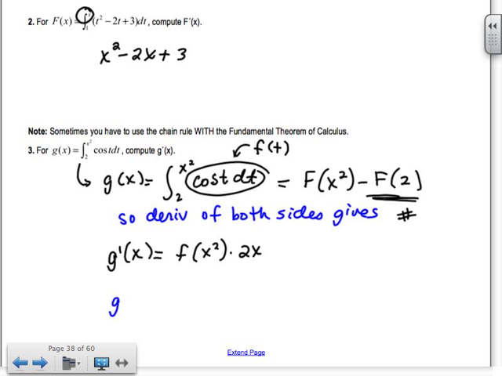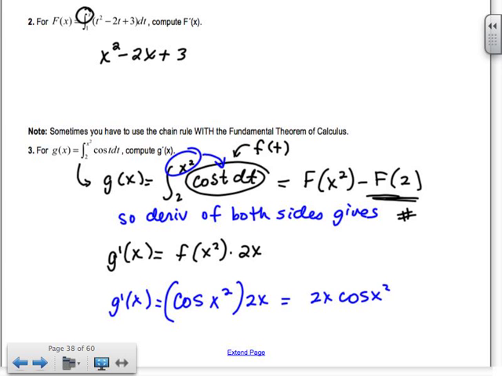So in our case, g prime of x is going to be cosine of x squared times 2x. So you can put the 2x out front if you want. So 2x cosine of x squared. Okay, so all you did is you plugged in the x squared for t, and then you tacked on a times 2x. Because if you were integrating cosine, you would get sine, right, up here. But then when you took the derivative, you'd be back to cosine. Okay.